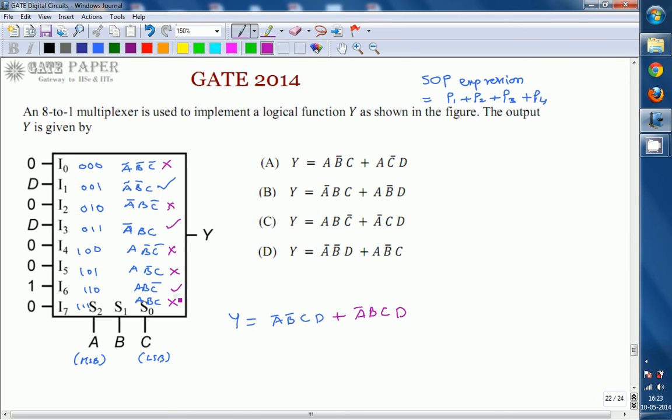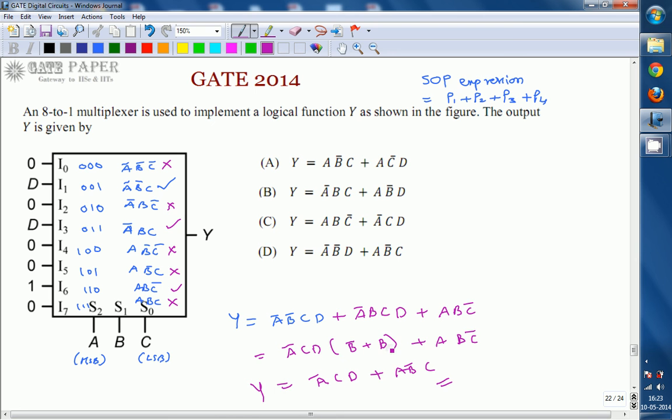The third one is with I6. I6 has input 1, and 1 into something is that something, so you get A B C bar. From this, we have A bar B bar C D plus A bar B C D. Take A bar C D as common, and you get B bar plus B, plus A B C bar. B bar plus B is 1, so it equals A bar C D plus A B C bar. This is the final expression for Y.